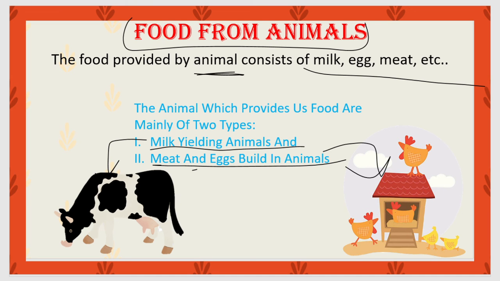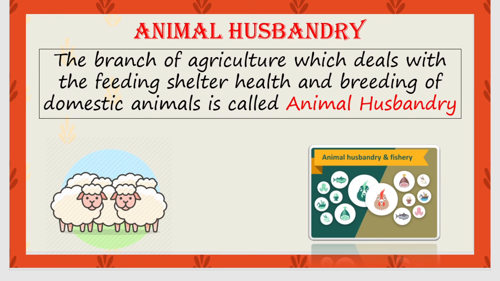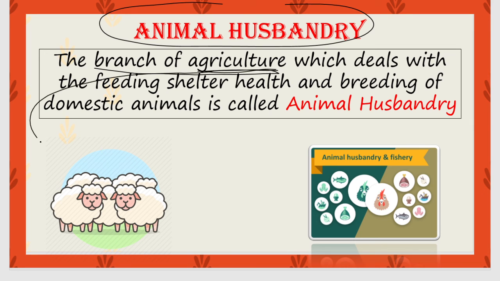Now we come to this last topic, which is animal husbandry. You may think why this animal husbandry part is included in this chapter. This is because it is a branch of agriculture, and agriculture means the working of crops. Now, what does this branch basically do? They feed animals, give them shelter, take care of their health, and do the breeding of domestic animals, so that they can use them in work. And this is called animal husbandry.